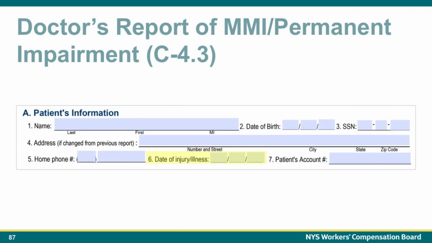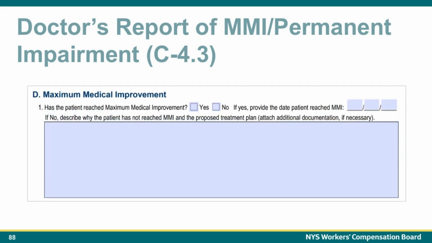The provider should be sure to address all the body parts or conditions associated with the date of injury listed in Section A, Item 6 of the C4.3. This includes scheduled and non-scheduled losses that might occur as a result of or related to that date of injury. Providers should complete both C4.3a, Attachment A, and C4.3b, Attachment B, when both scheduled and non-scheduled impairments are associated with the date of injury. Section D of the C4.3 is used to address MMI and is unchanged from the current form.